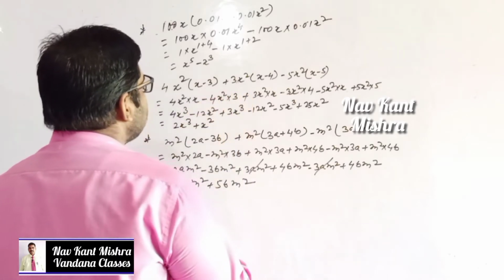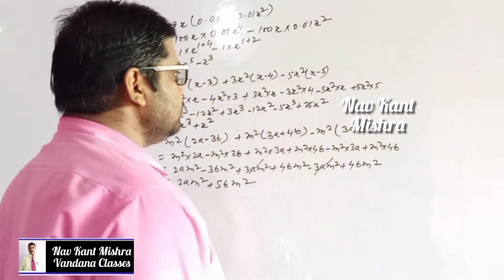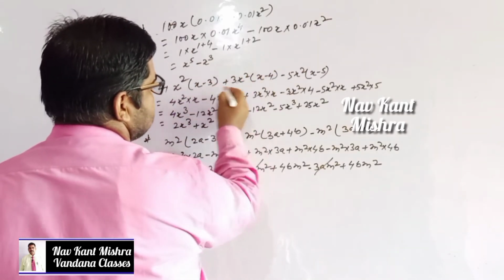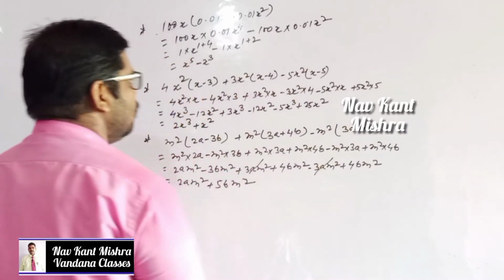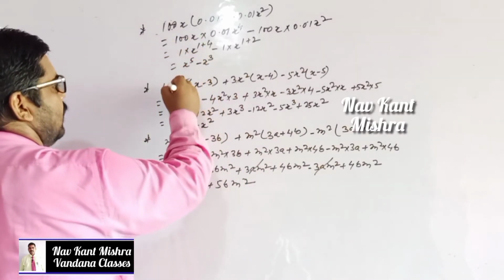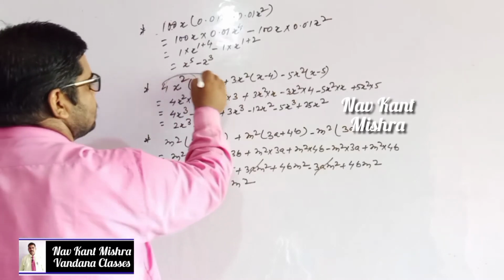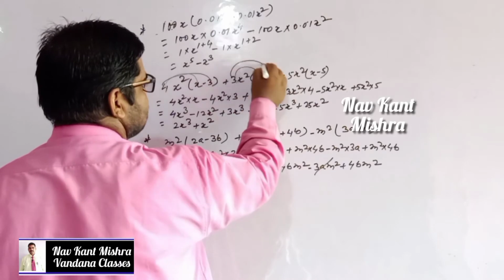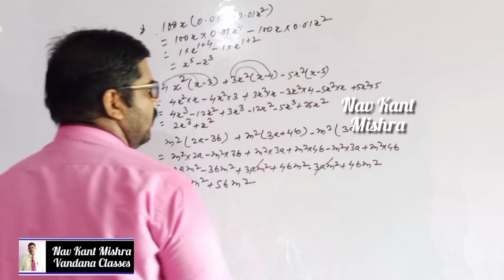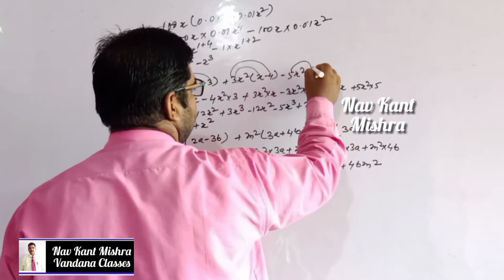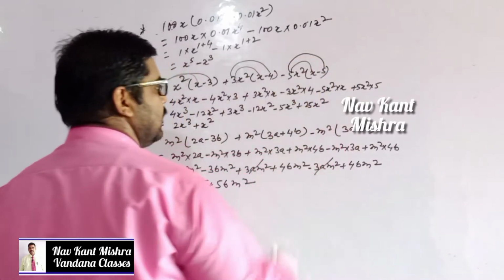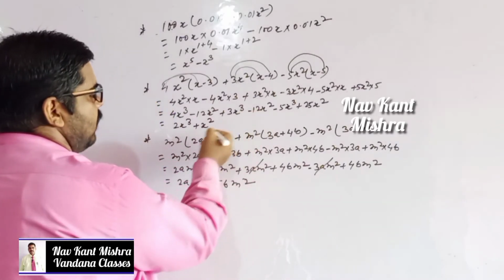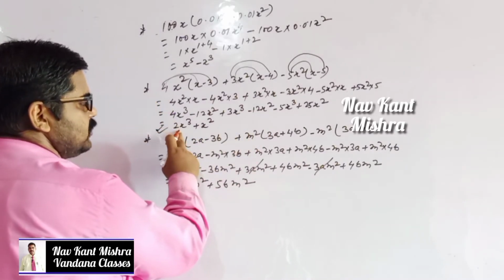In the second question you can just see that it contains 3 terms, and each term contains a binomial: x minus 3, x minus 4, x minus 5. So similarly you have to multiply 4x square by x, 4x square by minus 3, 3x square by x, 3x square by minus 4, minus 5x square by x, minus 5x square by minus 5, and when you multiply and simplify, then you can get the result 2x cube plus x square.